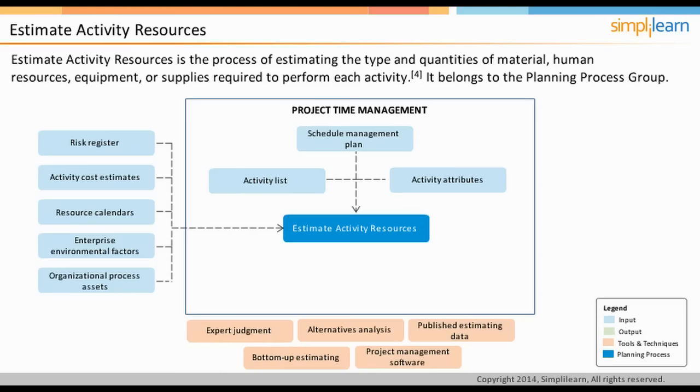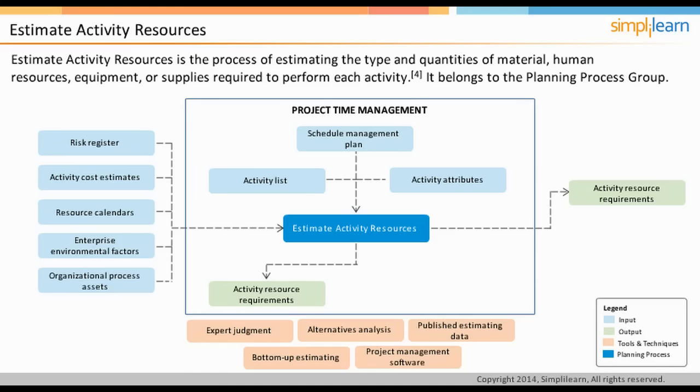Clearly, the output of this process is the activity resource requirements. Along with this, resource breakdown structure is also prepared. The resource breakdown structure is the categorization of all the required resources in various categories, that is, human resources, equipment, raw materials, etc. In the process of estimation, several other project documents may also be updated. For example, the resource estimates are directly correlated with cost estimates.